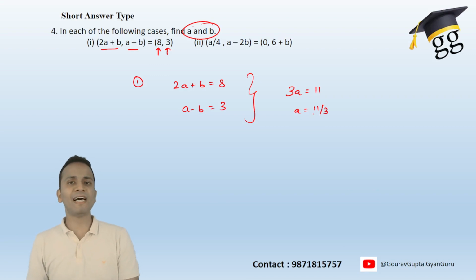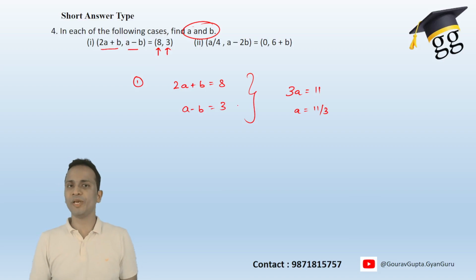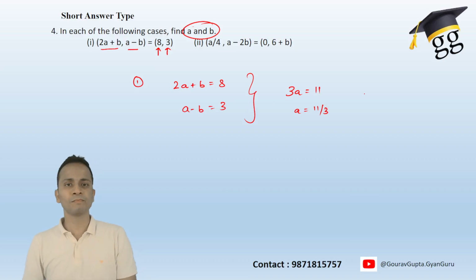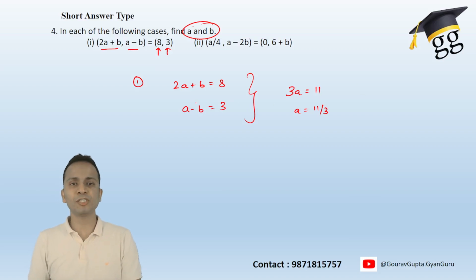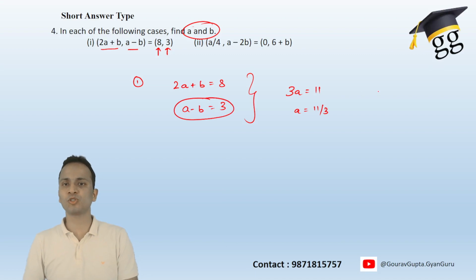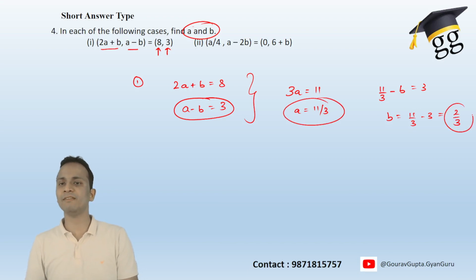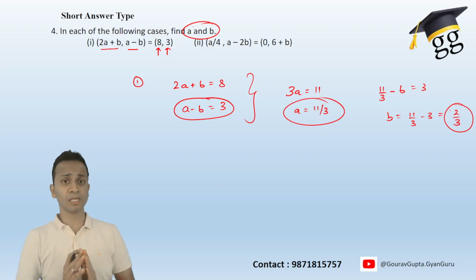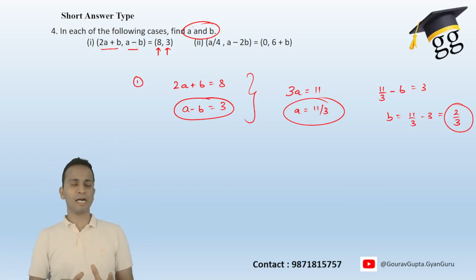Now substituting the value of A in any of these equations will give you the value of B. So I will substitute the value of A in the second equation. It will become A minus B, that is 11 upon 3 minus B is equal to 3. So the value of B will be 11 upon 3 minus 3, that is 2 upon 3. So the value of A is 11 upon 3 and the value of B is 2 upon 3. The first part of question number 4 is taken care of.